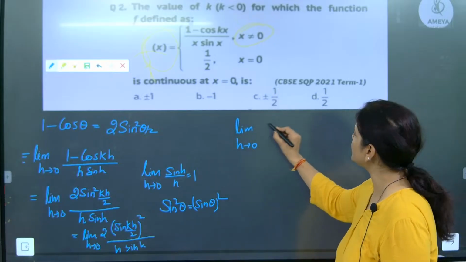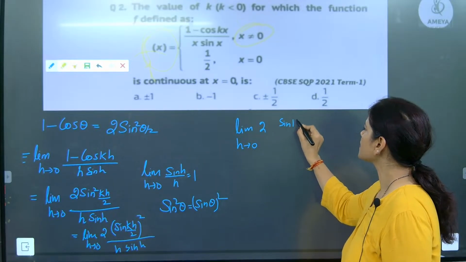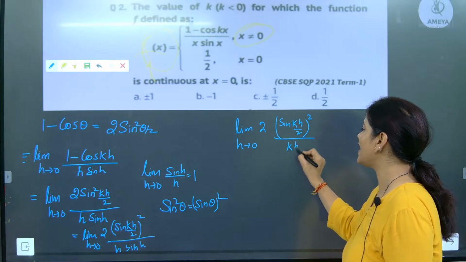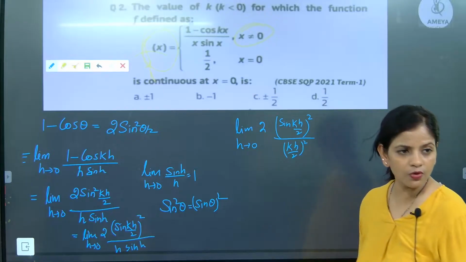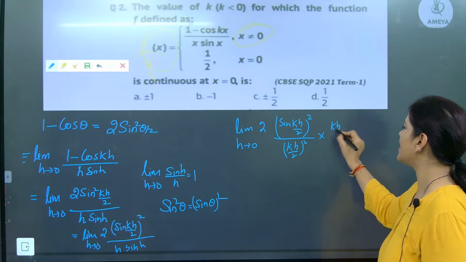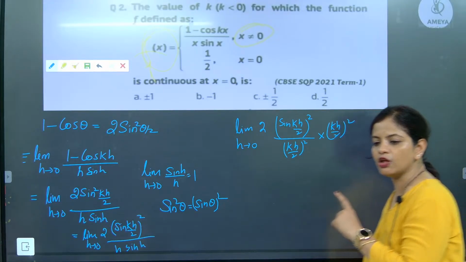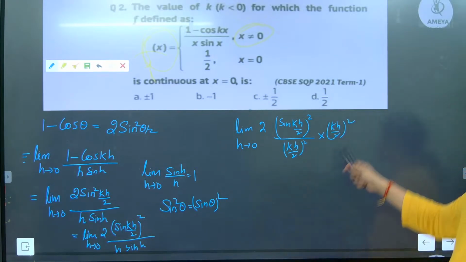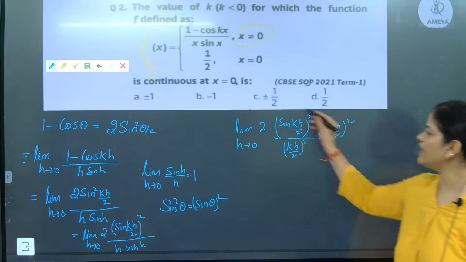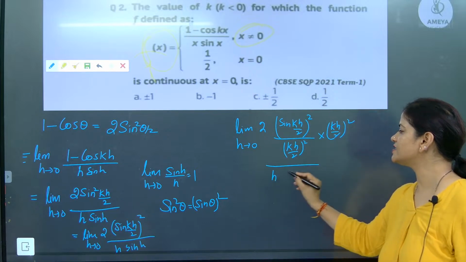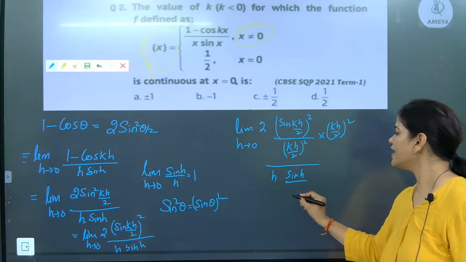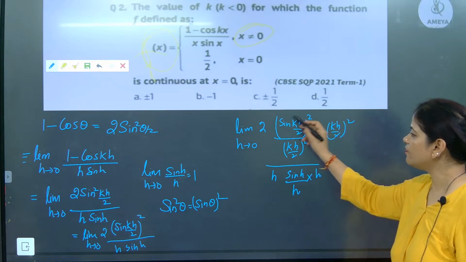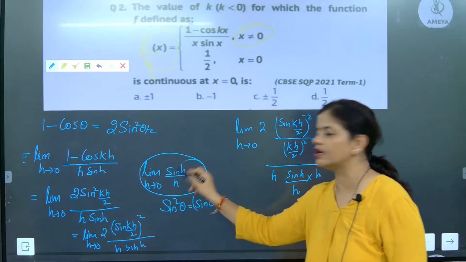Okay, now let's see this part. Sine of kh by 2 whole square. I am multiplying kh by 2 whole square on my own, and multiplying and dividing kh by 2 whole square. So multiplied also and divided also. What we multiplied? kh by 2. What we divided? kh by 2. Up we have done like this. Now down part is sine h. Here also I multiplied h and divided h. Now beta, we know by this formula sine h by h equals 1.